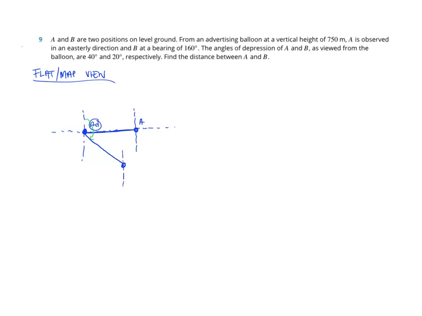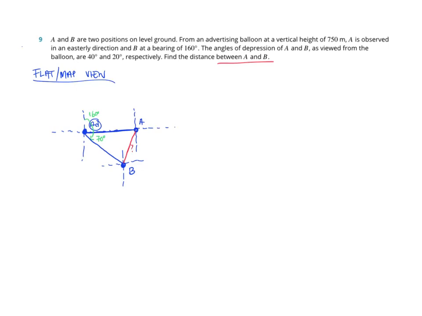And I might just draw a little compass in there in case I need it. So B. So I know that green line was 160, so I know that in here must be 70 degrees and things like that. So find the distance between A and B. So the question is actually that. So there's the AB, that's the question.